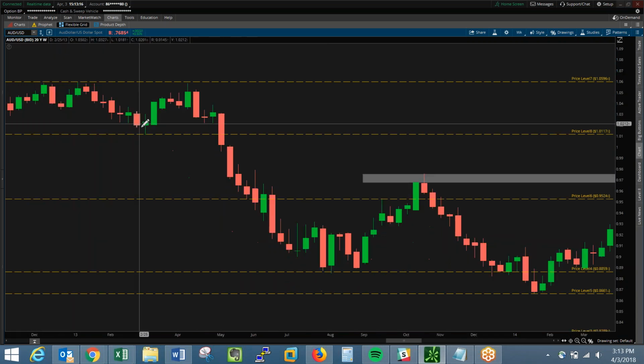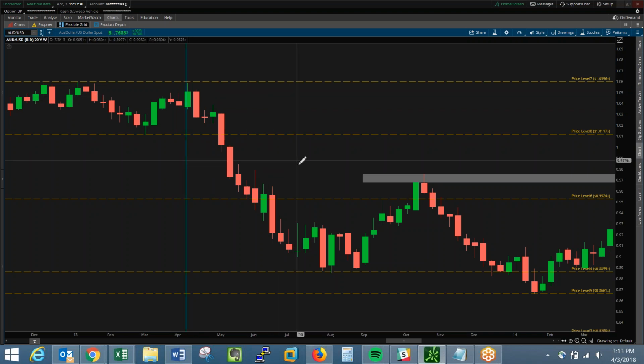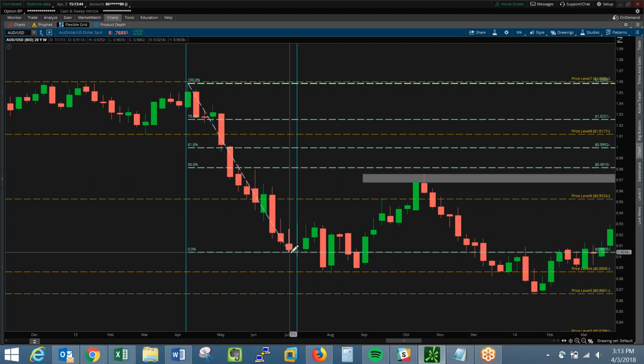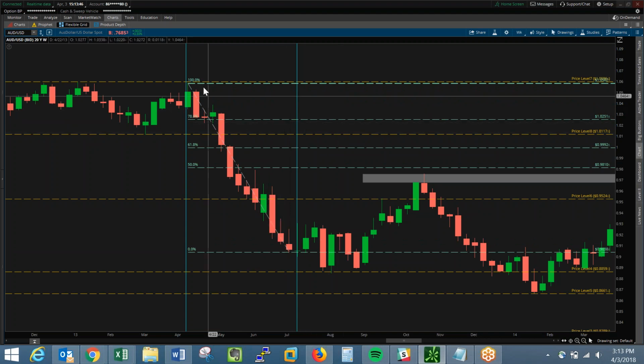So if I look here, this move from here to here is an impulse run. That's an impulse move. What I mean when I say an impulse move is you grab your high, you look to your low, and there's almost no indecision. There's almost no bullish momentum coming back in this bearish run down.